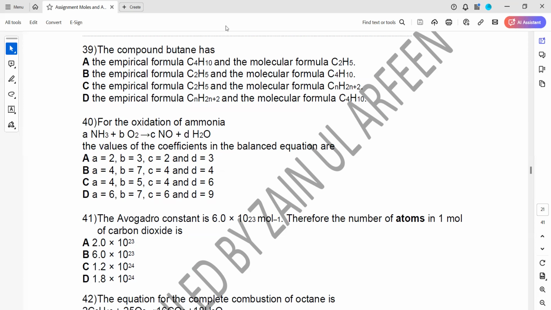When we check option C, A is 4, and B is 5, C is 4, and D is 6. So nitrogen 4 balances, hydrogen 12, hydrogen 12 balances, oxygen 10, and oxygen here 4 and here 6 makes 10. So C balances both.